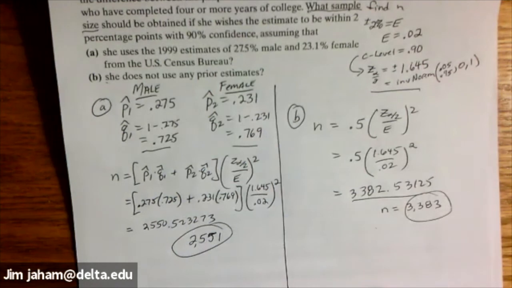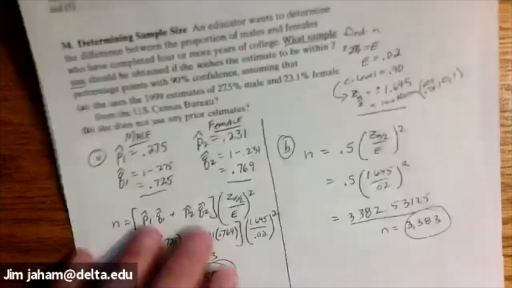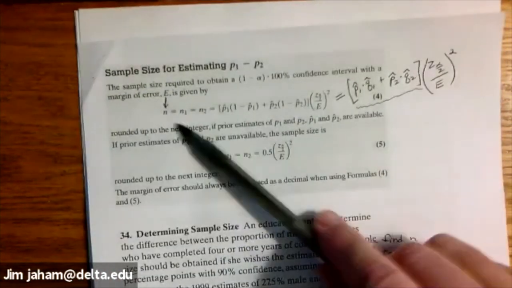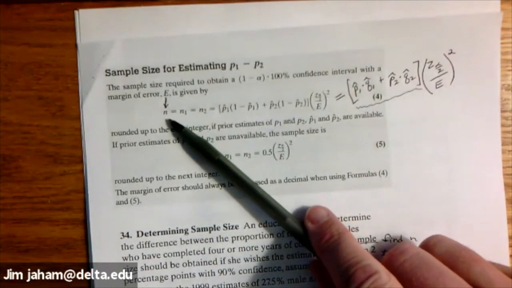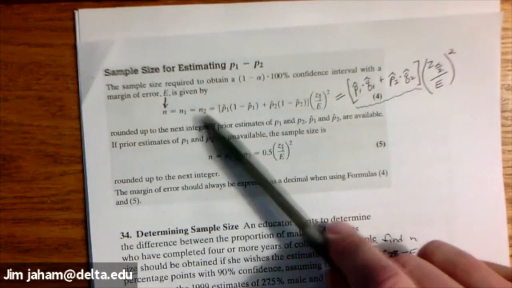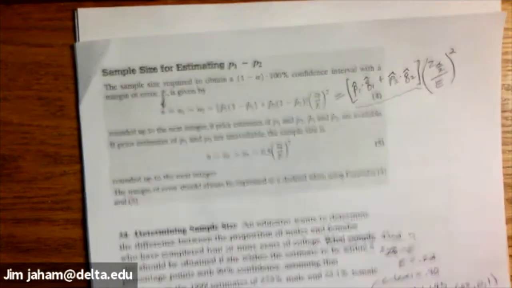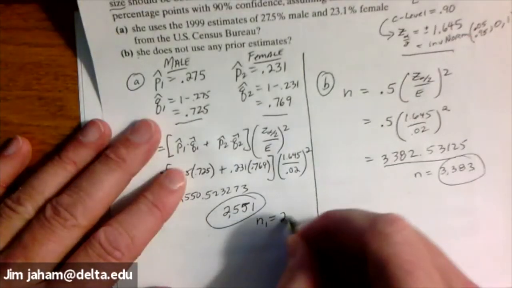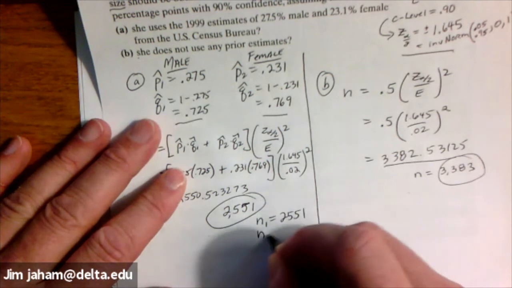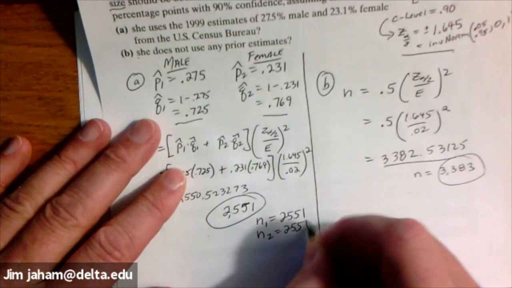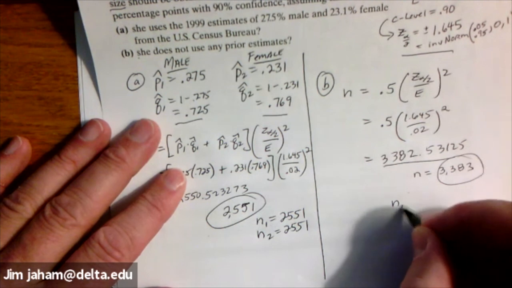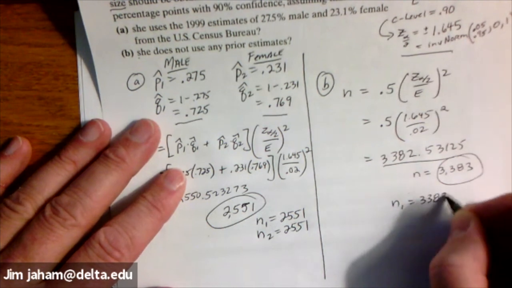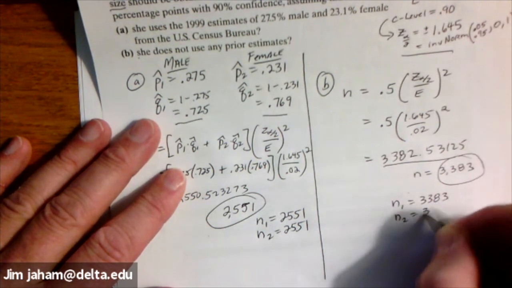All right, so what sample sizes should you have? And remember up here, it says the n that we calculate is going to be equal to the sample sizes that we need for both of our groups. And so when you get this number here, n1 should be 2551 and n2 should be 2551. Over here, n1 should be 3383 and n2 should be 3383.